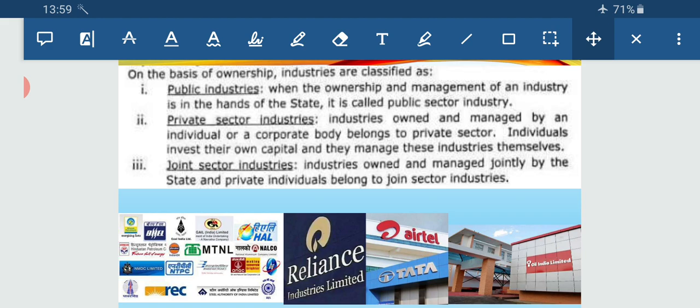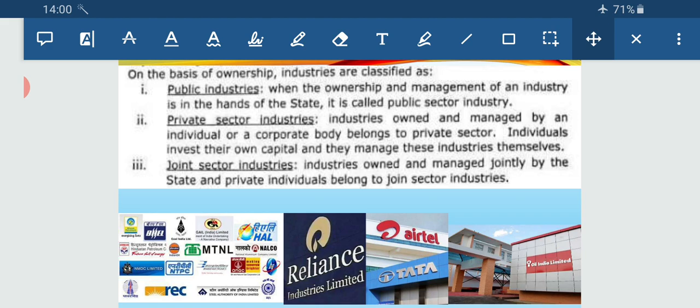Now the next 2 left out are the joint sector and cooperative sector. The joint sector is owned by a combination of public and private, meaning both individuals and government collaborate for establishing the sector. But for cooperative, it is a group of individuals who are not of very high standard.